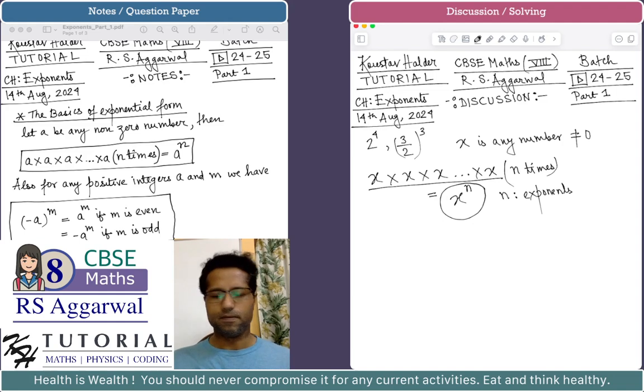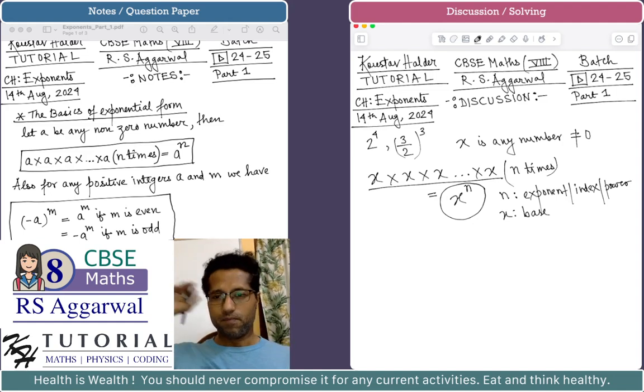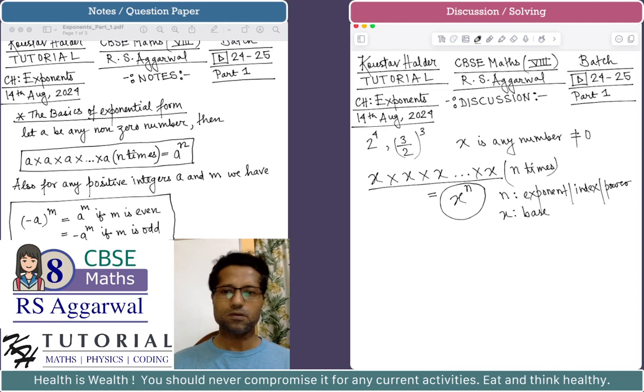Here n is known as the exponent or index or power, and x is the base. So in a number expressed in exponential form, we have two parts: the base, which is x in this case, and the power. The power is also known as exponent or index. We call it base raised to the power n. In words we say x raised to the power n. This is the very fundamentals of exponential form.